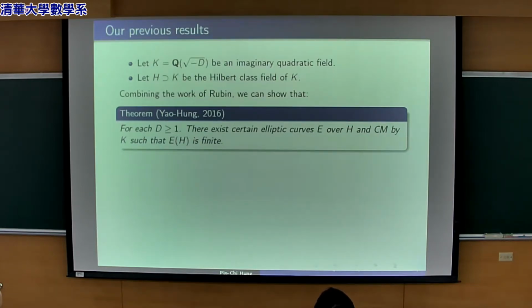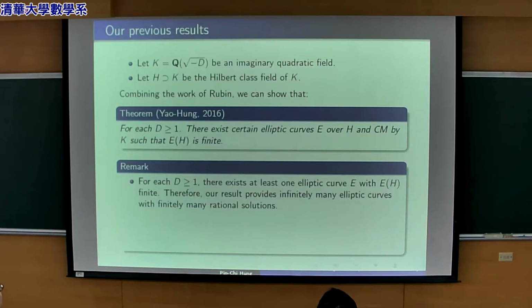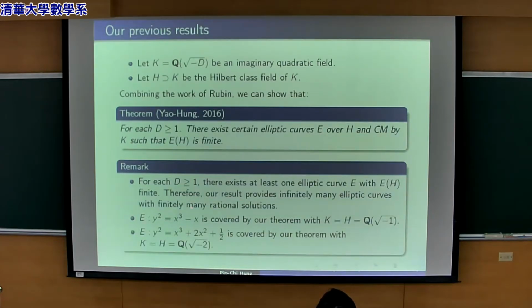Okay, so we write down infinitely many curves. This means that we find infinitely many curves with finitely many solutions. For example, this is covered by our theorem. This curve was already known in the very beginning by Fermat. Also other curves, and also many other examples, but they could be complicated.